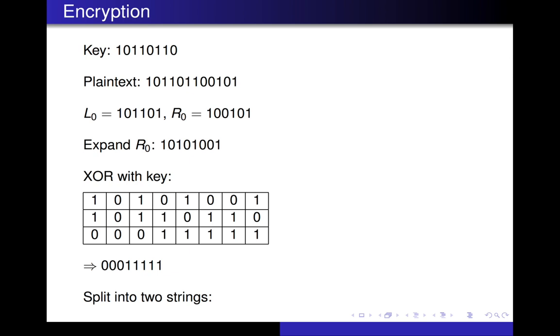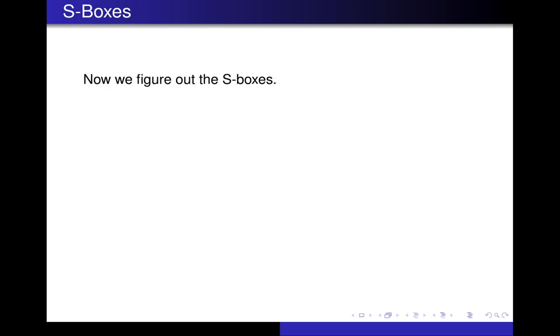Now, as I mentioned before, that 8-bit string, we're going to split that into 2 strings before we put it into those funny little S boxes, and we're going to take 0001, that's the left half, and 1111, that's the right half. All right, so now we're almost there. So now we've got to figure out those S boxes, and I'm going to explain exactly how we use them.